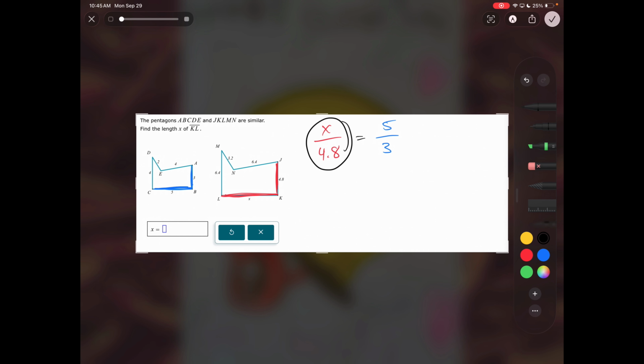This is the polygon on the right. This is the polygon on the left. Now these right here are the numbers on the bottom right here. And then these right here are the numbers on the right. So they have to correspond like that. And then to solve this real quick, that's x times 3, which is 3x. And this one is 4.8 times 5, which would be 24.